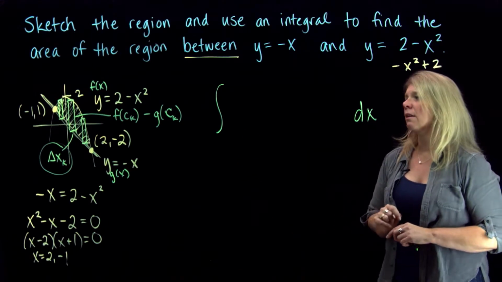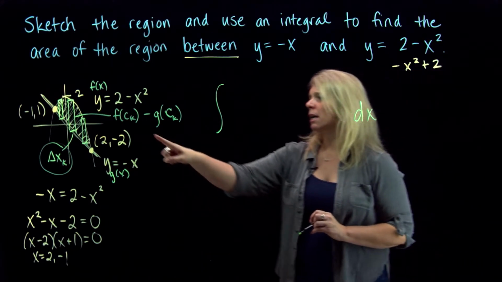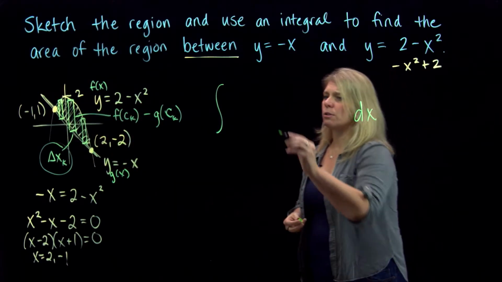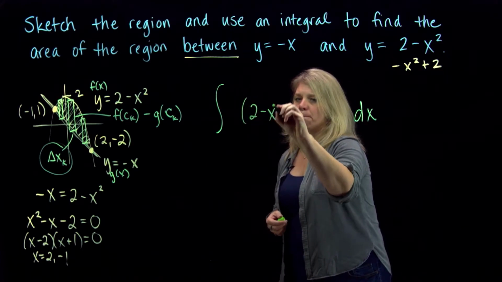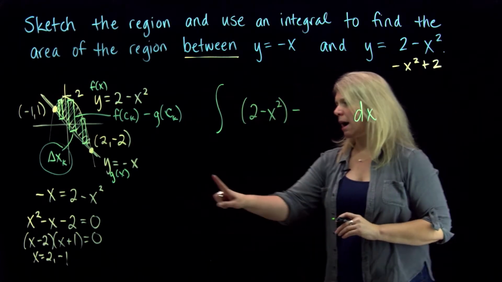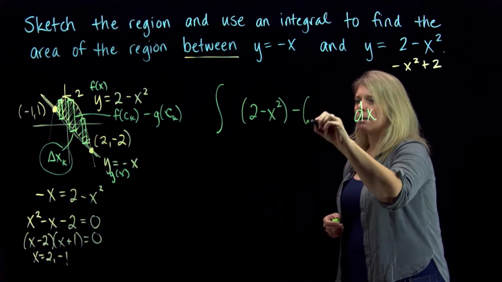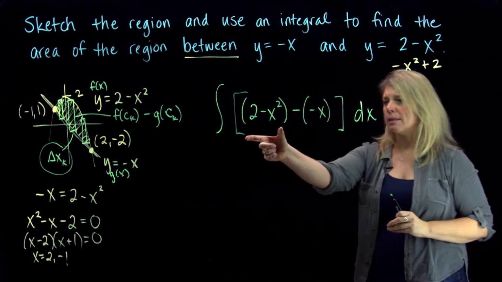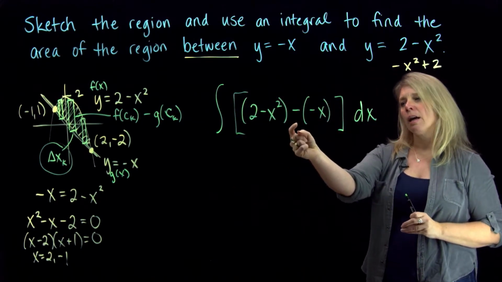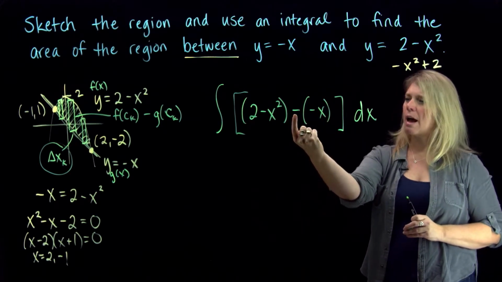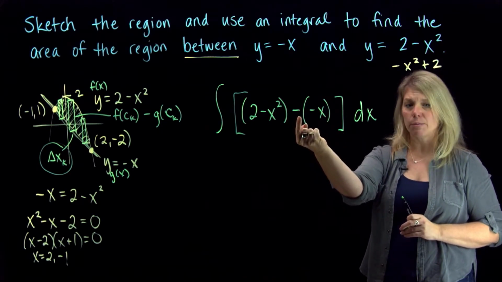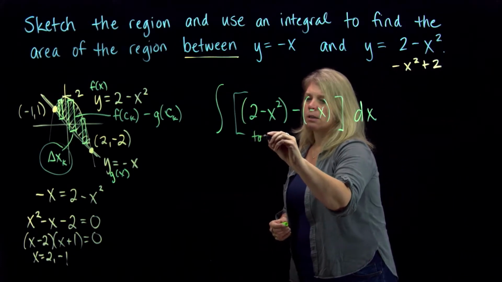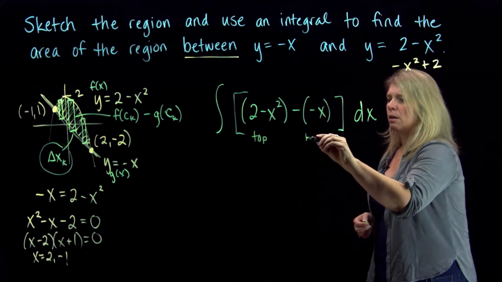Once I've set that up, then I need to make sure that everything in my integral is in terms of x. So my top function is f of x equals 2 minus x squared, minus my bottom function, my g of x function. I put parentheses around my f of x and my g of x here. Especially the g of x function, if you have more than one term, you have to be careful about the subtraction, that you may need to distribute that through. So this is my f of x function, top, my g of x function, which is what's on the bottom.